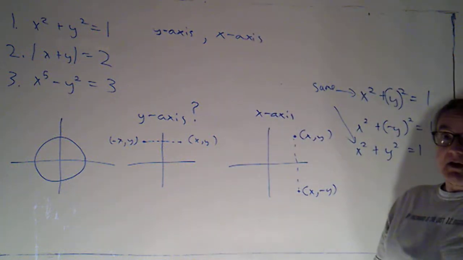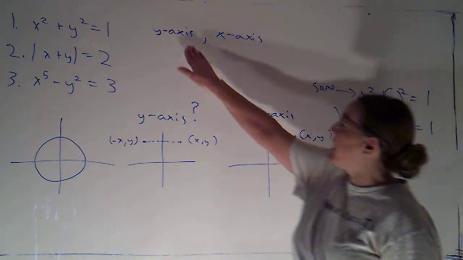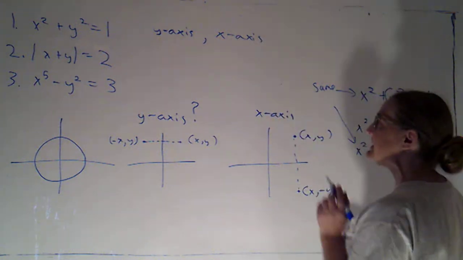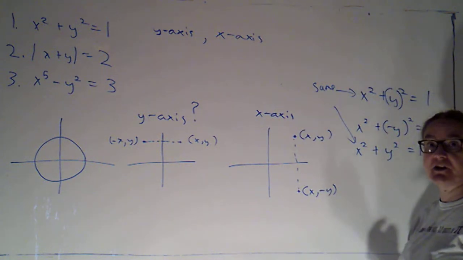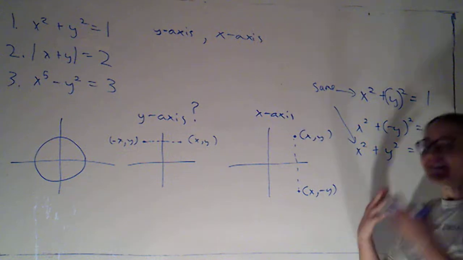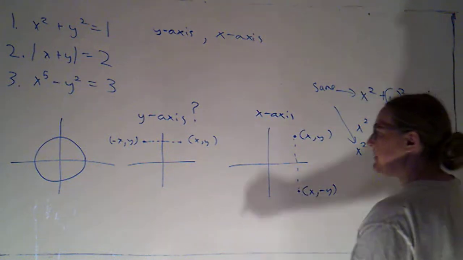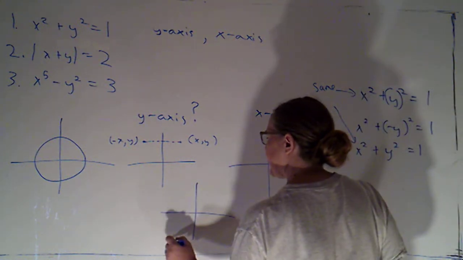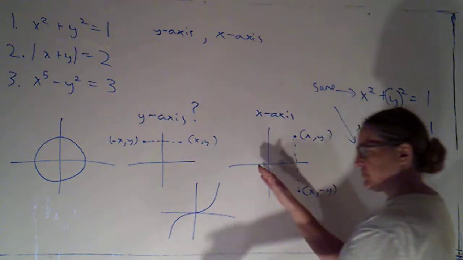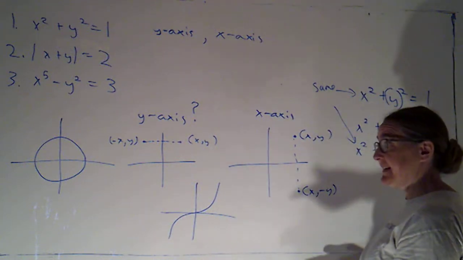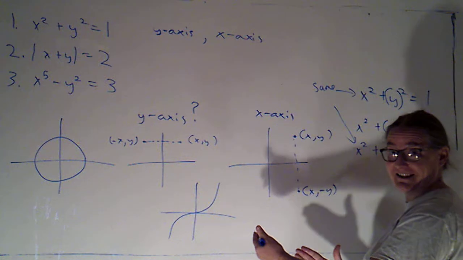Now it turns out, if a graph has symmetry about both axes, it's going to have symmetry about the origin. But do be careful, it doesn't work the other way. Remember we said that the graph of y equals x cubed had symmetry about the origin. That does not have symmetry about either axis.